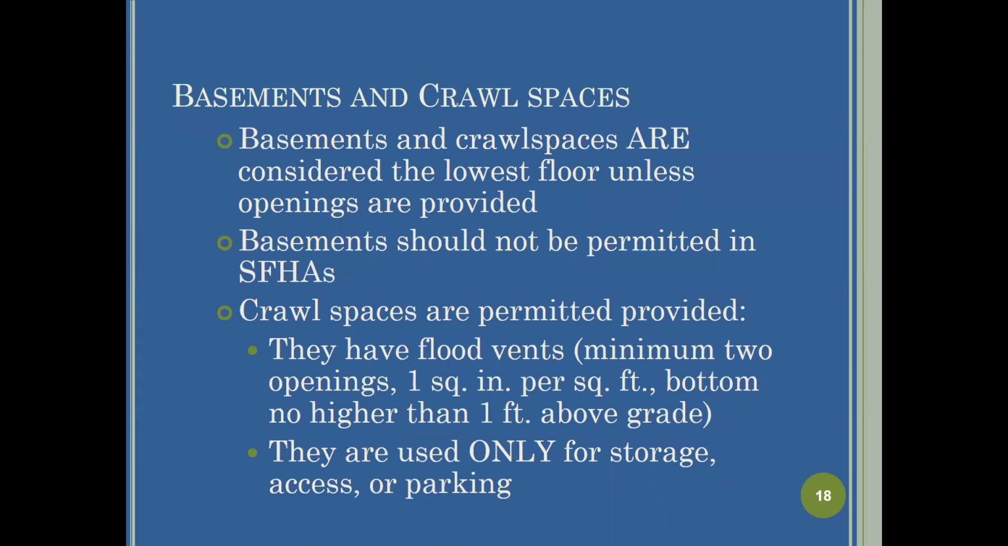You have to have a minimum of 2, with the 1 square inch per square foot guide that was referred to earlier. And they can only be used for storage, access, or parking. And it even gets more detailed in the handbook. It talks about seasonal storage. Maybe you're storing snow tires there, or lawn and garden equipment, or whatever. It really shouldn't be an extra closet, if you will, that's down in that crawl space.